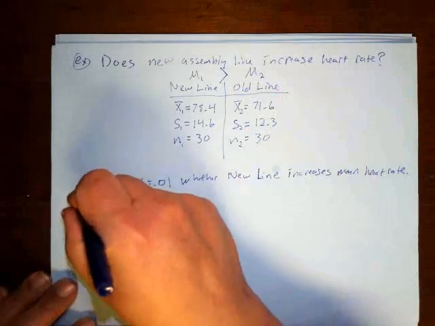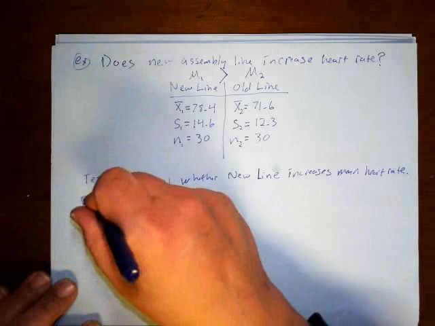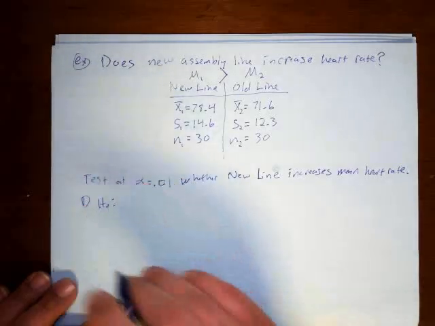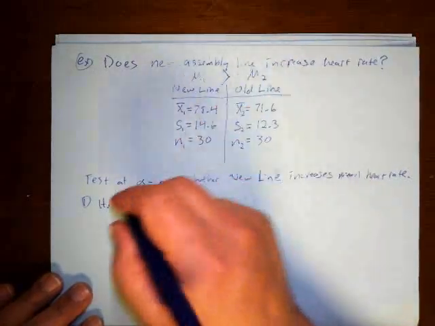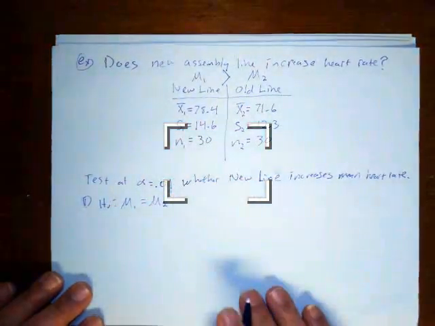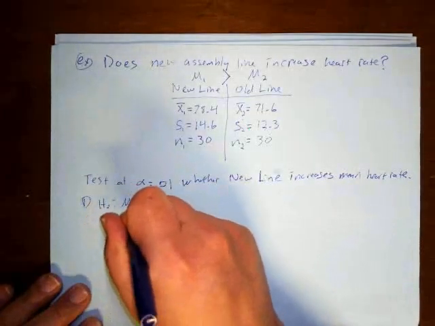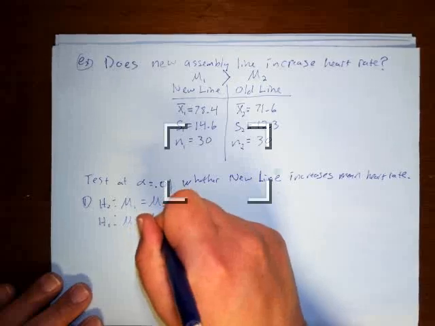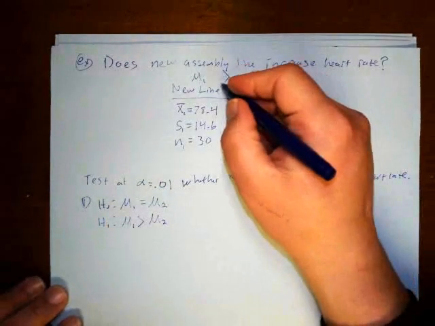The null hypothesis is going to say that there's no difference between the two. Mu1 is equal to mu2. They're the same. And then I want to show that I think mu1 is greater than mu2, and that makes this a right-tailed test.